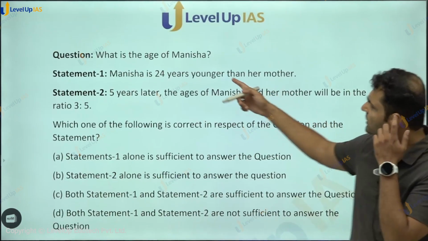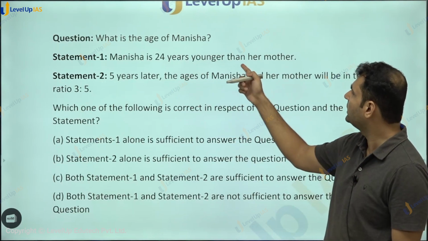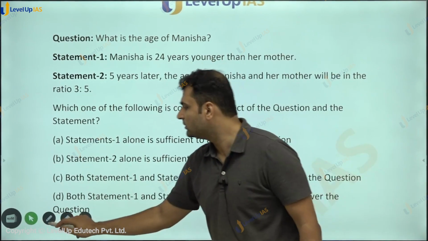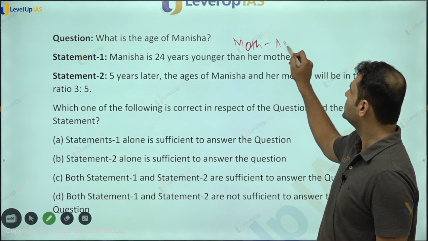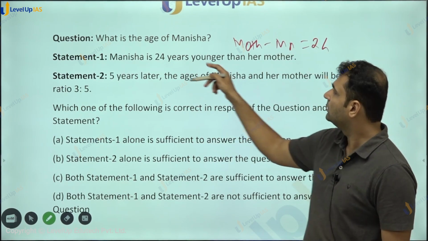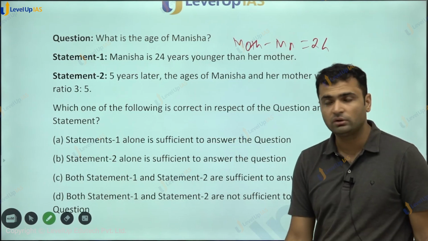See this question. What is the age of Manisha? First statement, Manisha and her mother: the difference between them is given. We have mother minus Manisha is equal to 24. Two variables, we need two equations. Here only one equation is there. Statement 1 alone is not enough.